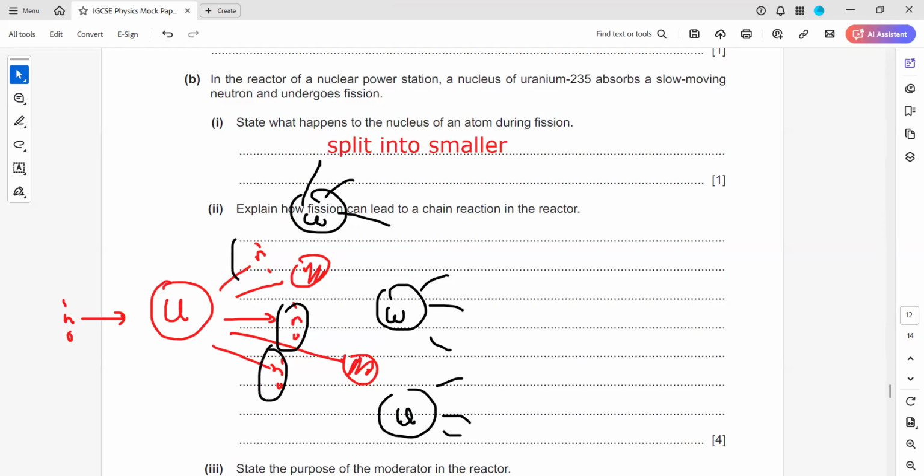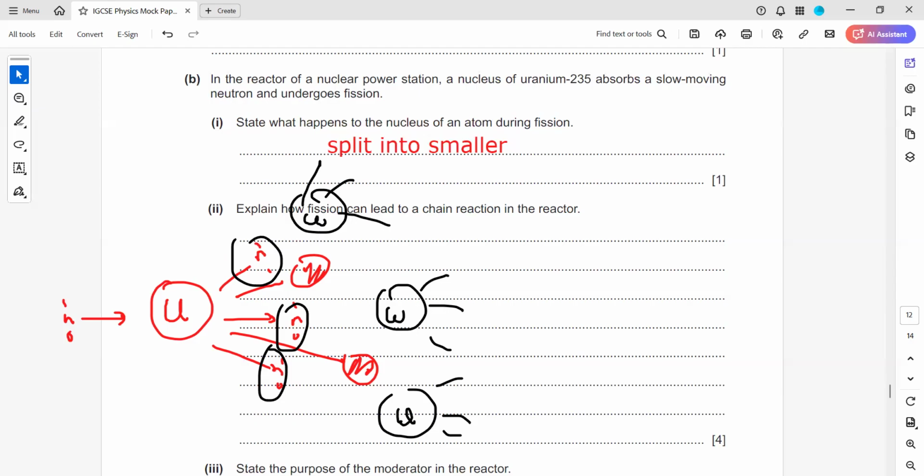Like more than 1 neutron, or 3 neutrons. And these 3 neutrons further interact with the uranium and produce more neutrons, which makes the process continuous, or a chain reaction. You cannot write that a fusion happens or occurs. This is not a fusion, it's a fission reaction. There's no fusion happening. This is a fission reaction.